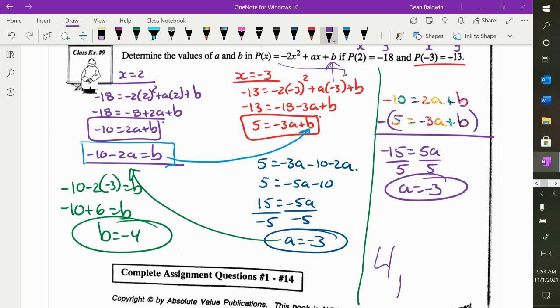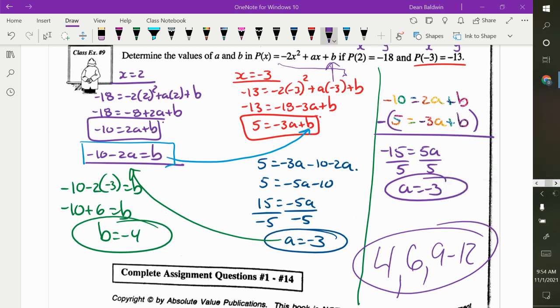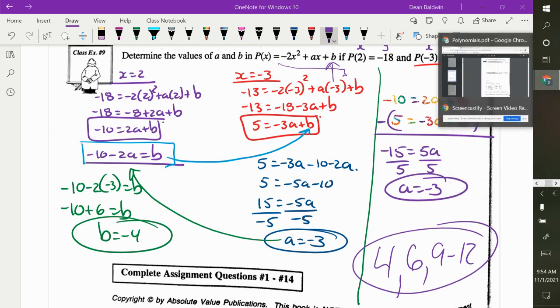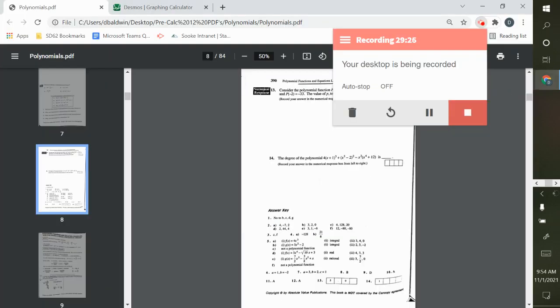You're right. 4 and 6, and then 9 to 12. 9 to 12 are just multiple choice, so it looks like it's more than it is. I'm going to give you till 10 after. I don't think you'll need that much time.